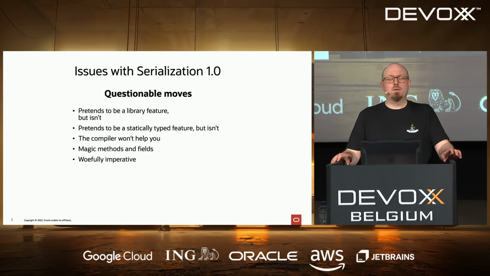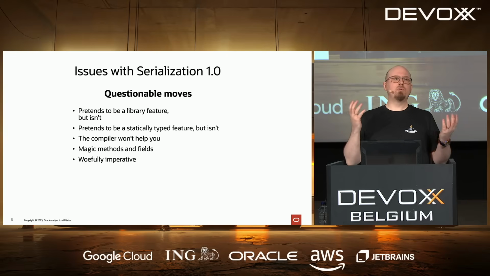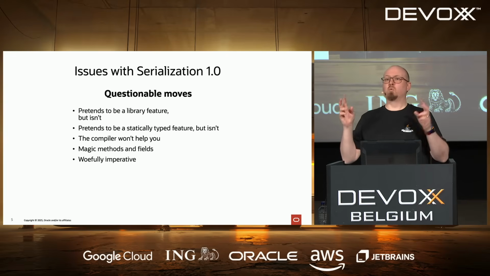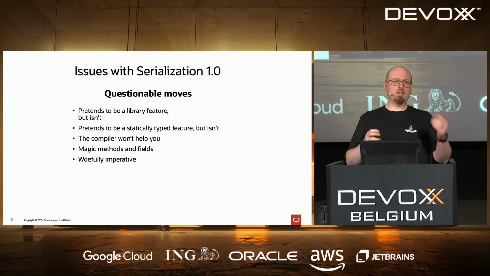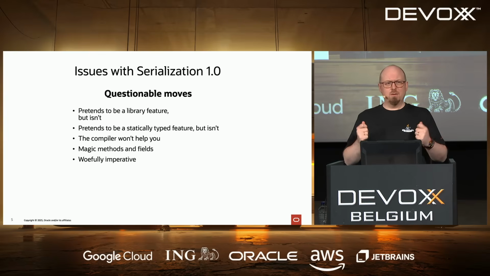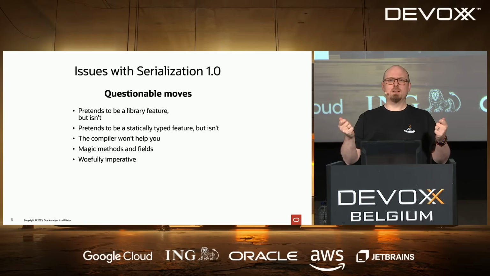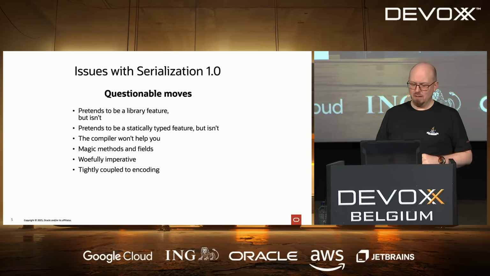Also, serialization primarily concerns itself with reading and writing things. And reading and writing things is woefully imperative. You write this, you write that, you read this, you read that. And also, you need to keep those things in sync. So if I'm reading that, then I should have written that, right? So you have to do it imperatively, but also you need to keep it in sync.